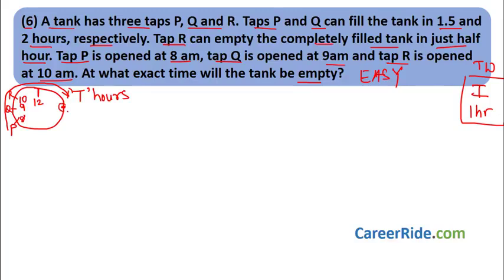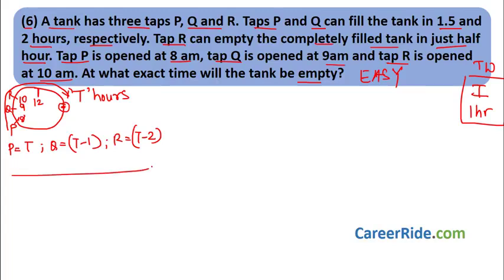When we start P at 8 am, after T hours the tank gets empty at this point, right? So P is on for how many hours? T hours. Q is on for how many hours? T minus 1 hours. Why? Because Q was started at 9 am, that is 1 hour late, and similarly R was started 2 hours late, so R will be open for T minus 2 hours.